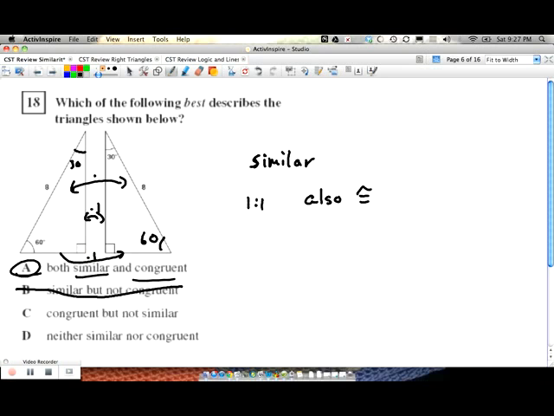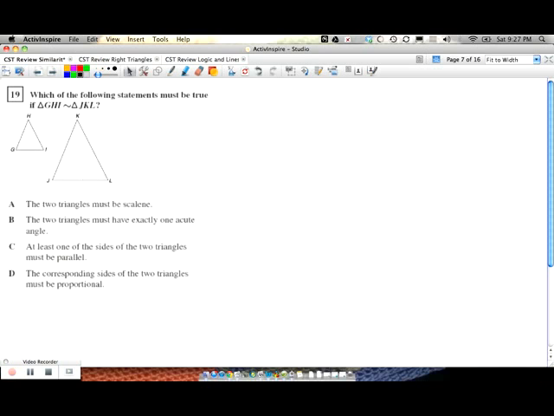They are similar, but not, they are congruent. It's not that they're not congruent. And you can't be congruent but not similar. That's not even possible. And they're definitely similar because they have all the angles the same.